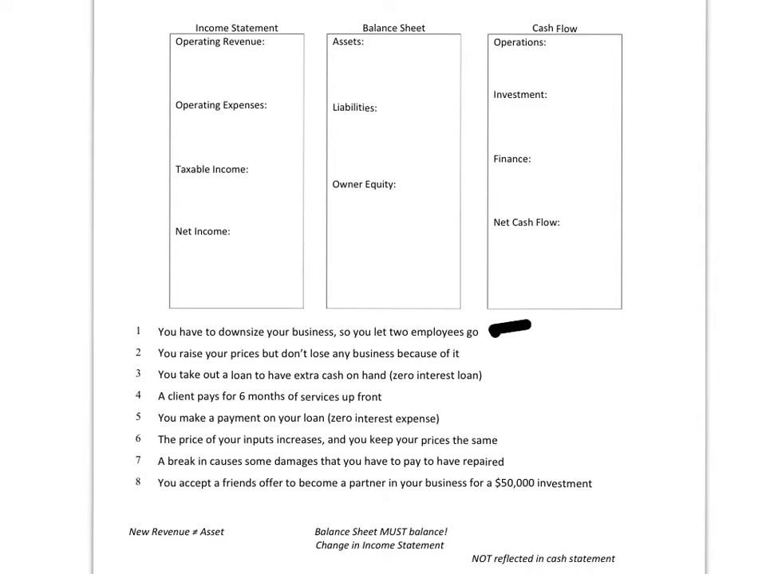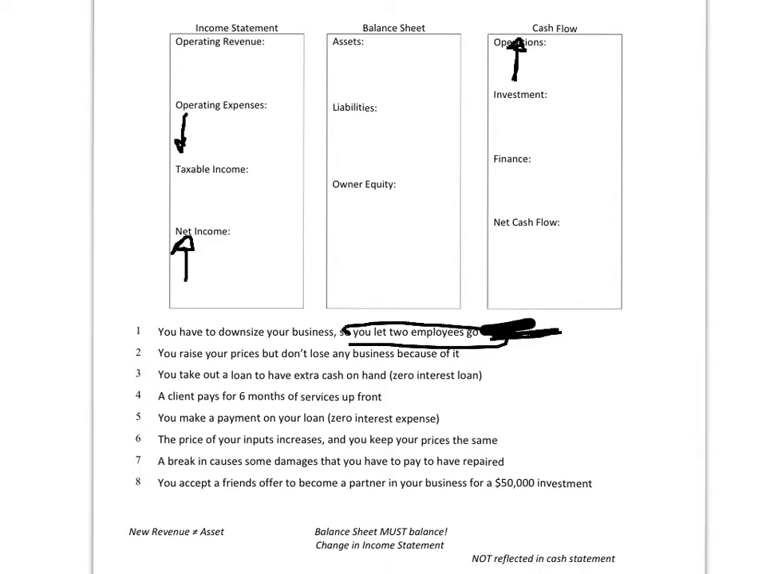The first one says that you have to downsize your business, and what it's describing here, and here's the operative part, you let 2 employees go. So what's happening here is your operating expenses are dropping by a little bit. That goes ahead and makes it so that your net income goes up and your cash from operations goes up. Now you could have it being ambiguous if you say things like, oh, the revenue must be going down, but I think this right here is supposed to be the important part. So let's go ahead and move over to the next question.